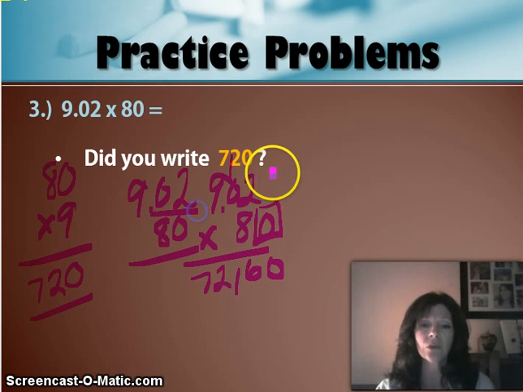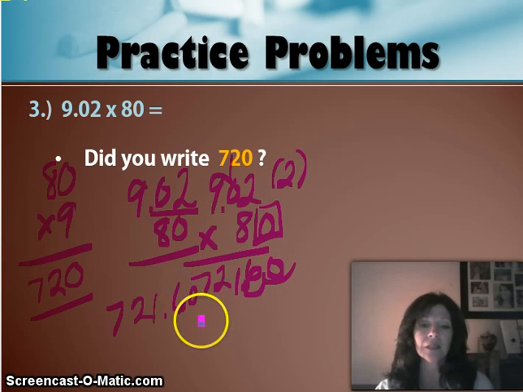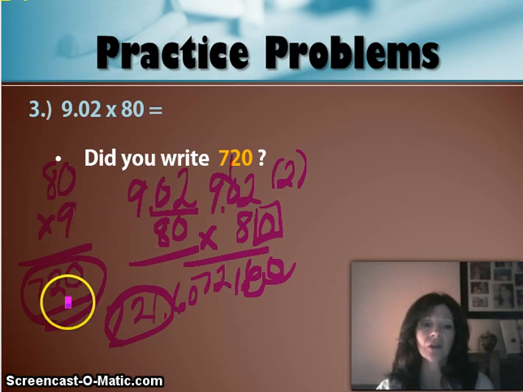There are 2 numbers to the right of the decimal, so in our answer we need to move it 1, 2 places to the left. Our actual answer is 721 and 60 hundredths. So our actual answer and our estimate are very, very close. Our estimate was just slightly under.